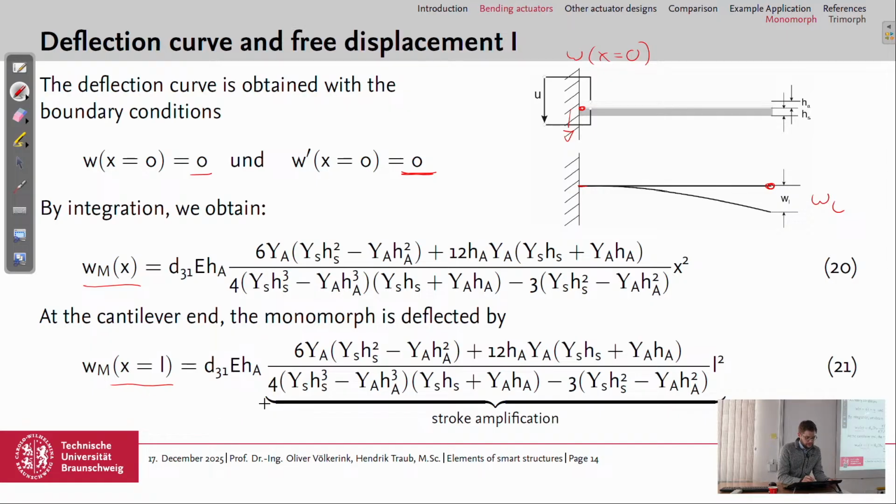And now we have an equation for the deflection of the monomorph, which looks rather complex, but it is dependent on the piezoelectric effect, and this thing here we can say is the stroke amplification factor, and this is what we called theta V in the beginning. So now we have, from this Euler-Bernoulli ODE derived for our monomorph, an equation to calculate the stroke amplification.